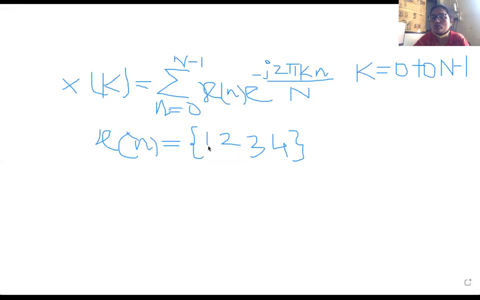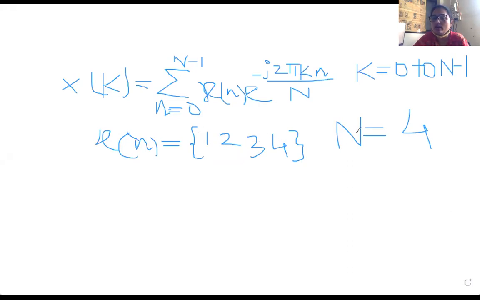This n varies from 0 to n minus 1, means 0 to 3, means the value of capital N. Now for this particular example, the value of capital N is equal to 4. Are you getting this? Because there are 4 signals present in the input signal x of n. So the value of capital N is 4: 0, 1, 2, 3. So this varies from 0 to n minus 1.